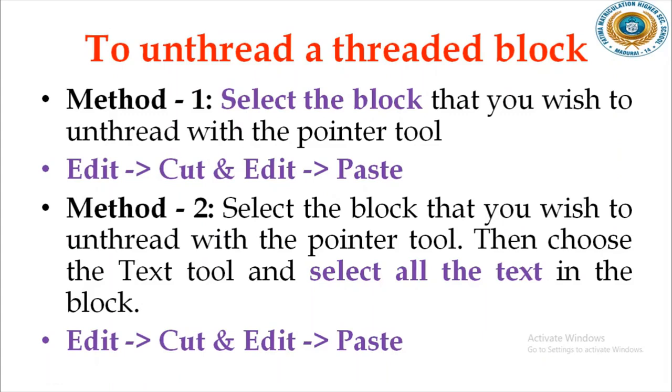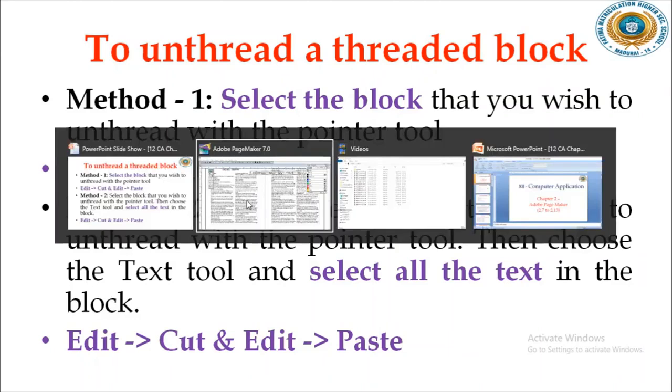So next, we are going to discuss how to unthread. In that, there are two methods. One is we select the entire block and use the cut and paste option. Otherwise, we select the text block's entire text and paste it into a new text block. Okay, that is what we are going to see now.